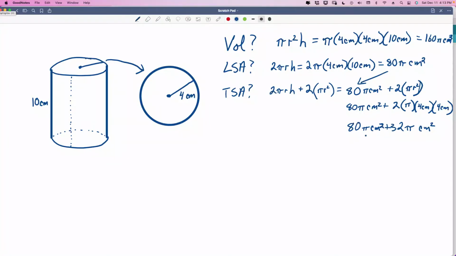So now we can add these together because pi and pi, centimeters squared, these variables match, so they are like terms. So 80 plus 32 is 112 pi centimeters squared. And that would be your final answer. And that is your total surface area. Alrighty. Let's try another one.